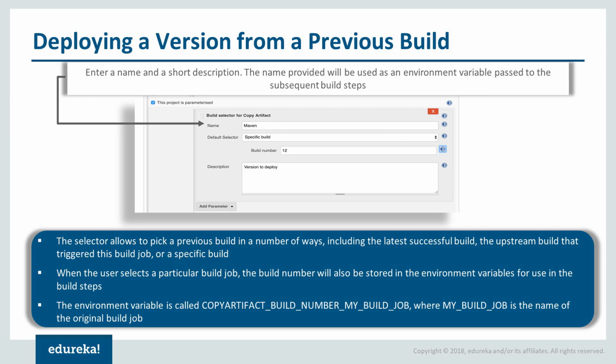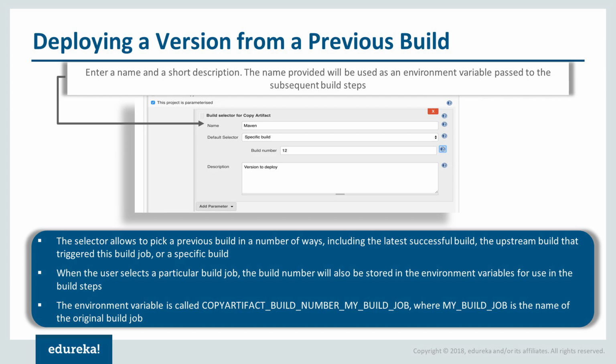The selector allows you to pick a previous build in a number of ways, including the latest successful build, the upstream build that triggered this build job, or a specific build. So in case you have an upstream-downstream project, you can mention that whichever was the last build that triggered the current build, that war file or jar file is the one you need. So even that is possible. Otherwise, you can just go with the safest way. What I have seen is the latest successful build. That option serves you well most of the time.